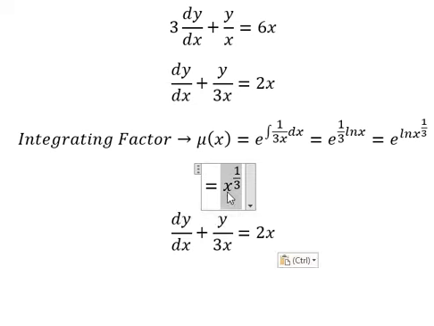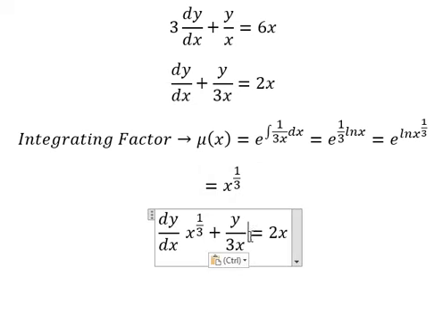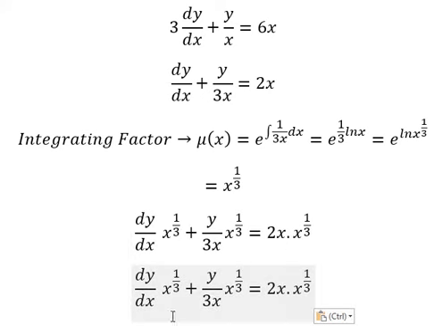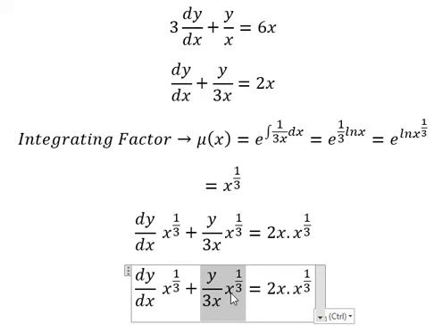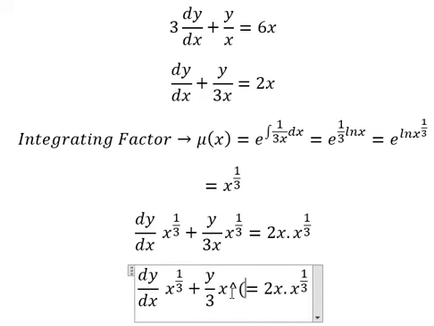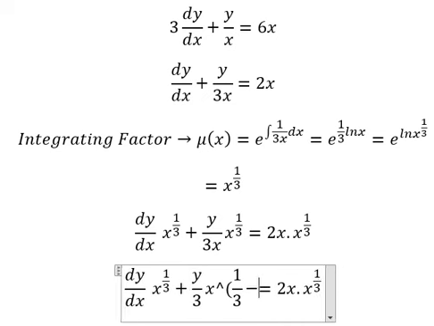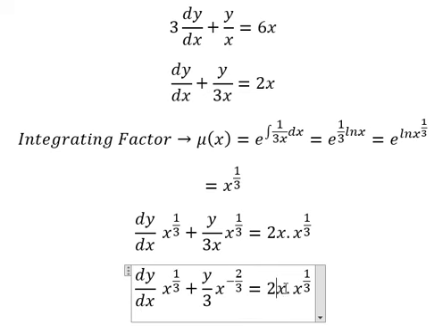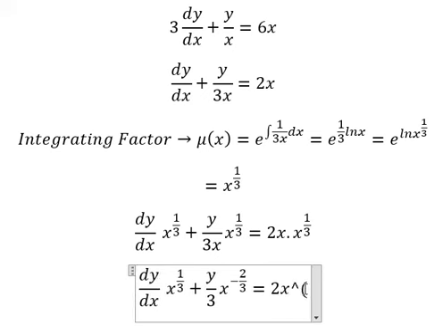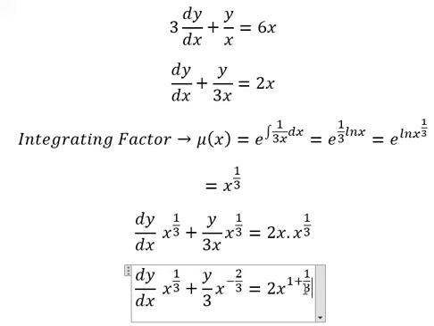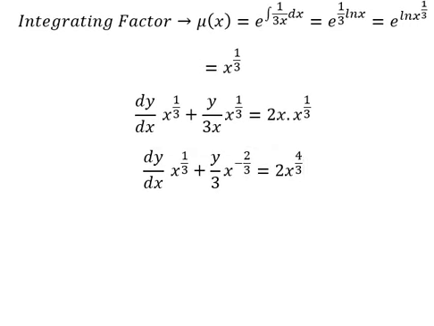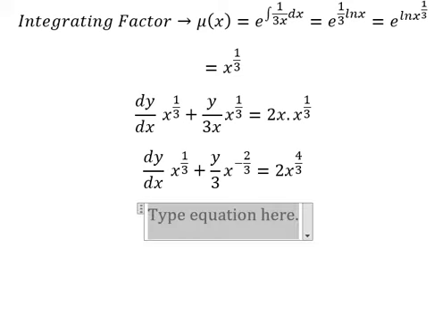That means we multiply both sides by this one. If we simplify this one in here, we have 1 over 3 minus 1, and this one we have negative 2 over 3. This one we simplify, that's 1 plus 1 over 3, and you get 4 over 3. Next, we put the integration on both sides.